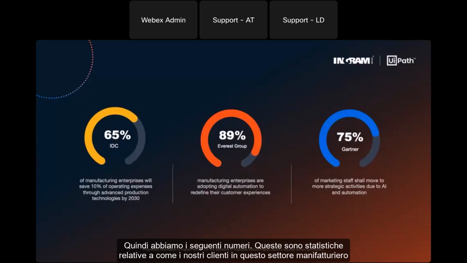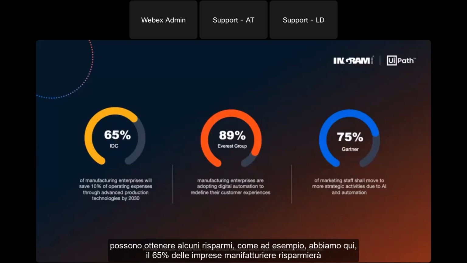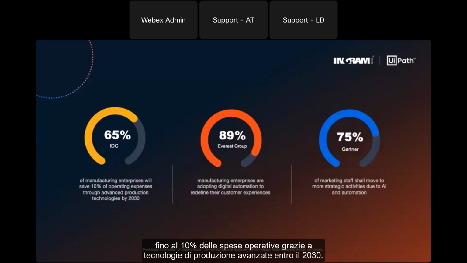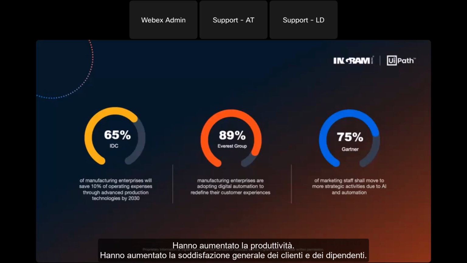So we have these numbers here. This is statistics around how our customers in this manufacturing industry can achieve some savings. For example, we have here 65% of manufacturing enterprises will save up to 10% of operating expenses through advanced production technologies by 2030. But actually, in some of the success stories that we are going to share with you further in the presentation, we're going to see that some of our customers have achieved important savings in, of course, the budget, but also time savings. They have increased the productivity. They have increased their overall customer and employee satisfaction.